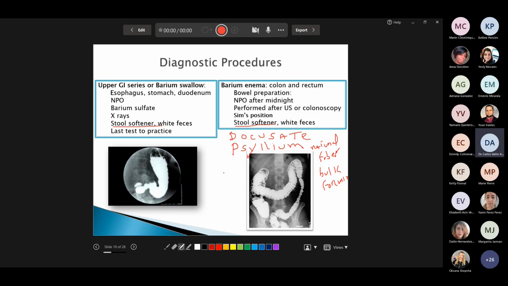The other laxatives are very strong and need to be prescribed. You have lactulose, that you need to know because it's the treatment of high ammonia, but it's also a laxative. It's a sugar that cannot be digested.